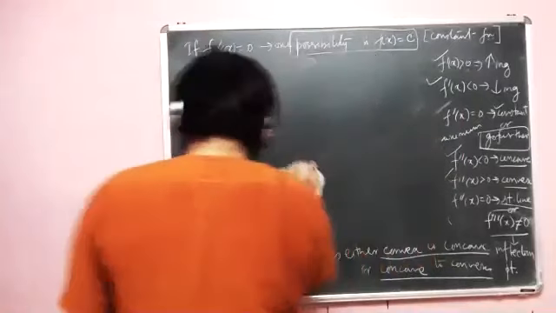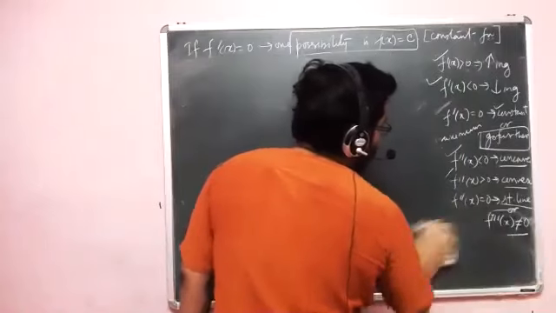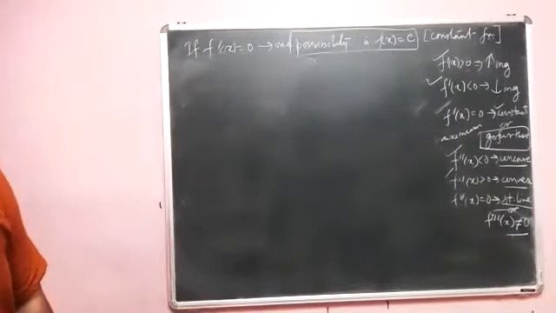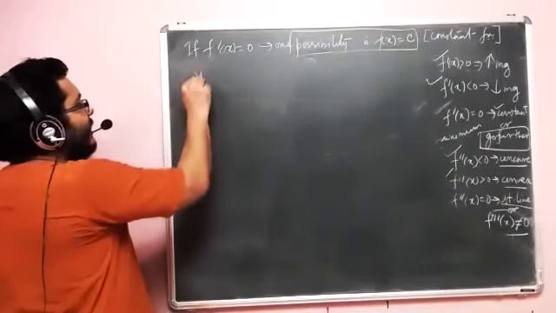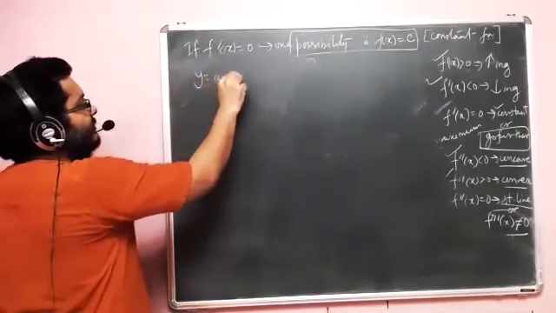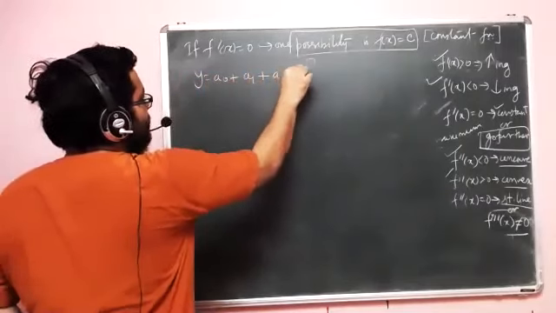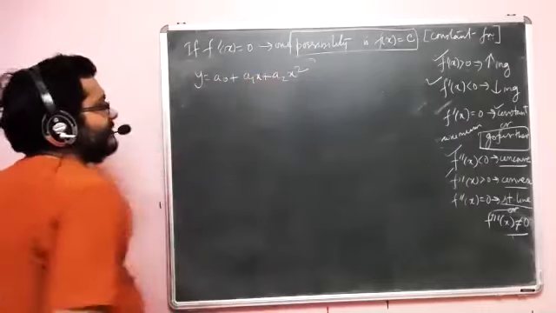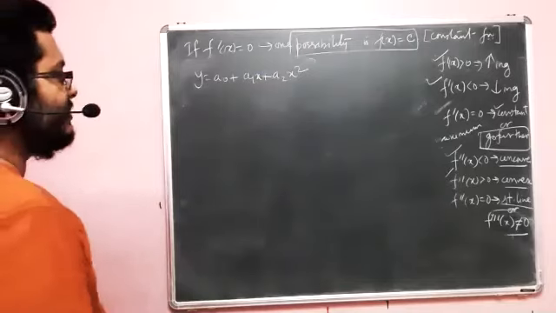So for the time being, let us just take a quadratic function. So y equal to a naught plus a1x plus a2x square. So this is a quadratic.